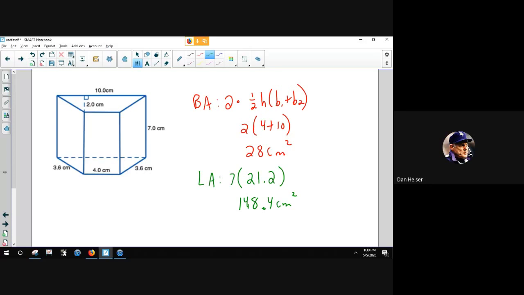I'm going to double check that on a calculator. Yes. Total surface area then is our base area plus our lateral area, 176.4 square centimeters.